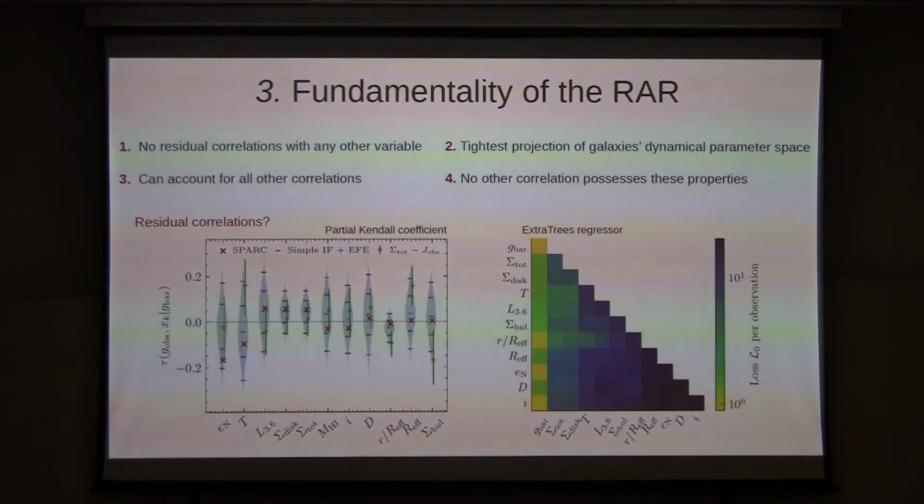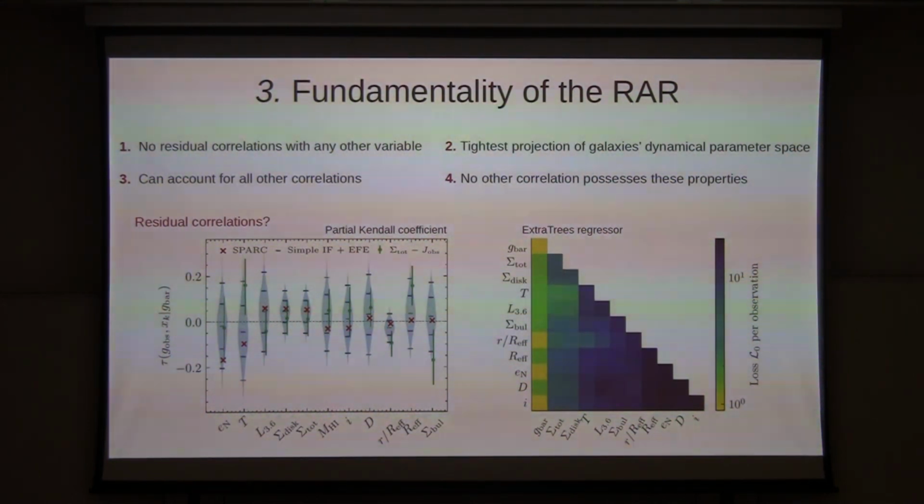Another way to get at this question is to ask whether your prediction of gobs can be improved by folding in variables besides gbar. What I'm doing here is training a nonlinear machine learning model called an extra trees regressor to predict gobs, training on one or more baryonic properties. On the diagonal, I feed the regressor just one of these properties, and on the off diagonal, I feed it a pair of properties. And I'm measuring the loss in its prediction of gobs.